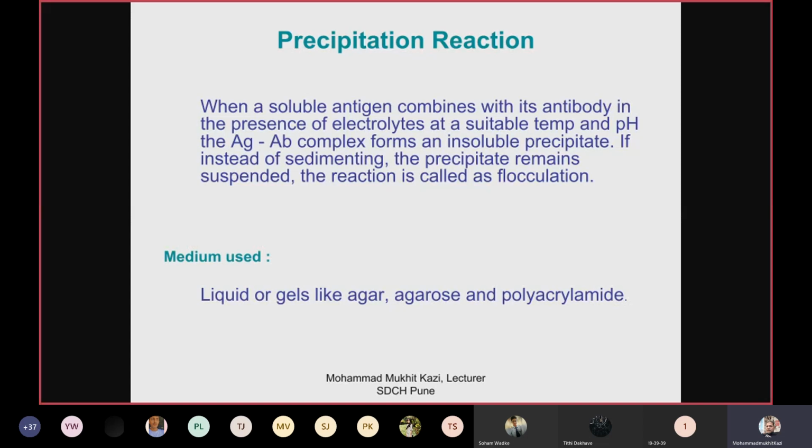And what is the flocculation reaction? This precipitate, instead of sedimenting, remains suspended in the suspension, and that is why it is called flocculation. So flocculation is a type of precipitation reaction, but instead of getting sedimented, it remains suspended. What are the different mediums which we use for demonstrating these reactions? The liquids or gels like agar, agarose, and polyacrylamide.